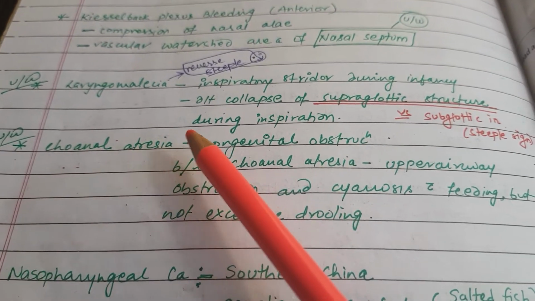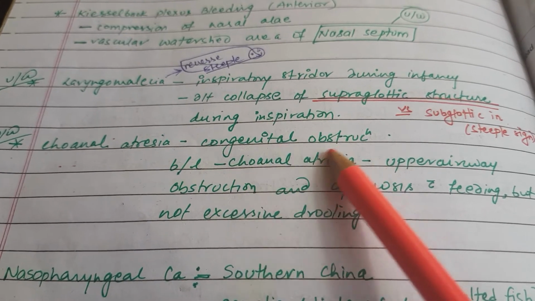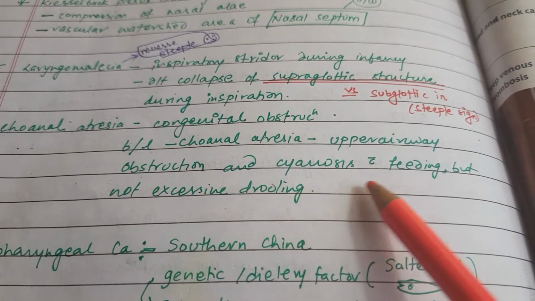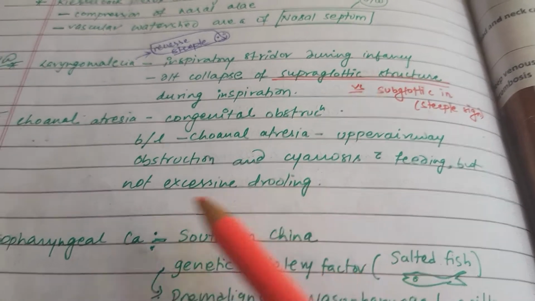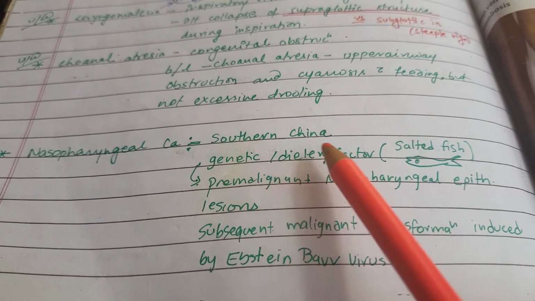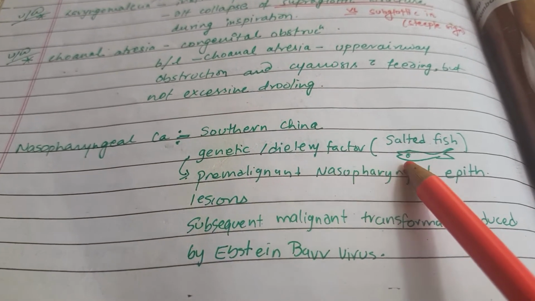So choanal atresia: congenital obstruction, bilateral choanal atresia, upper airway obstruction, and cyanosis with feeding but not excessive drooling. Now talking about nasopharyngeal carcinoma, there will be a history of southern China, genetic and dietary factors, for example salted fish.